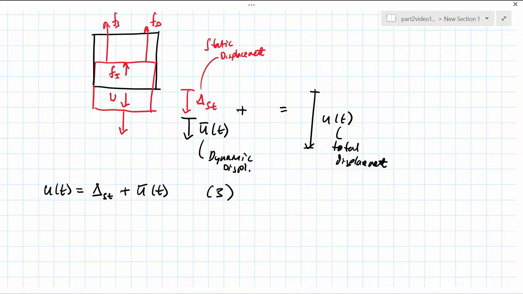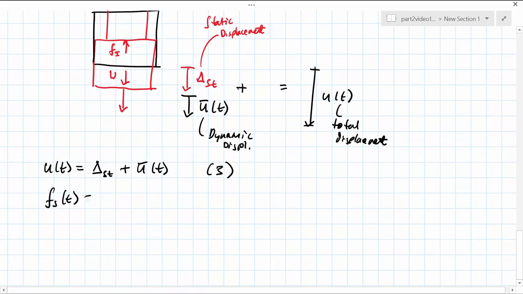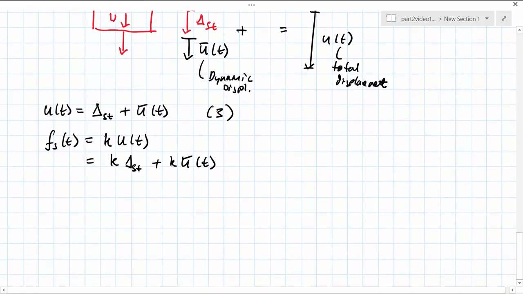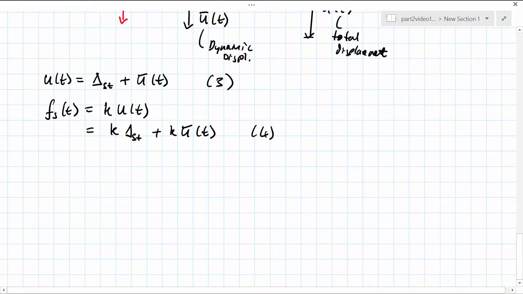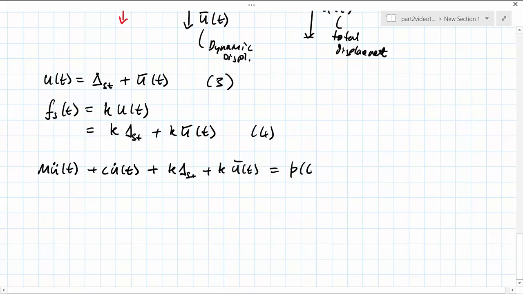Focusing on the static forces, we can write that the static force is equal to the stiffness times the total displacement, which by substituting in equation 3 we get the stiffness times the static displacement plus the stiffness times the dynamic displacement. Substituting this into the equation of motion will give us the inertial force, m times the acceleration, plus the damping force, c times the velocity, plus the static displacement times the stiffness plus the dynamic displacement times the stiffness, and that's equated to the excitation force plus the weight of the structure.